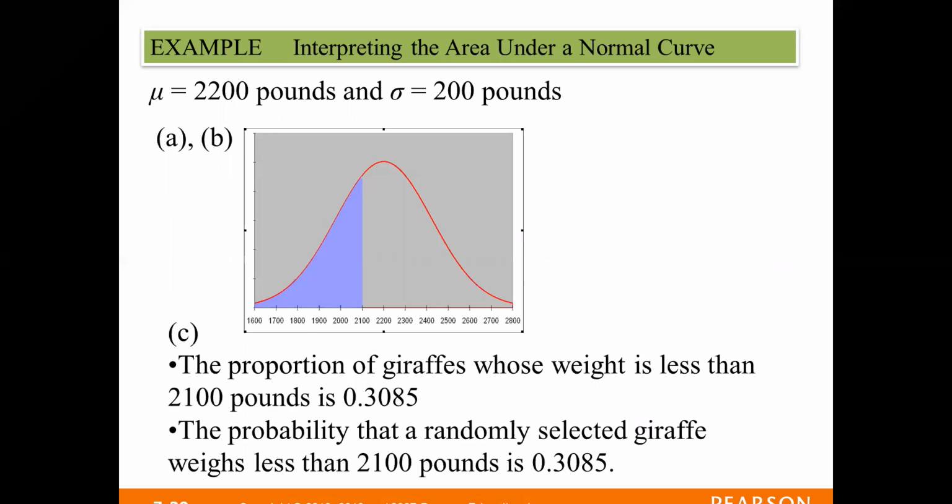there are two interpretations. 30.85% of all giraffes will weigh less than 2,100 pounds. Or equivalently, if I grab a giraffe at random and I take their weight, the probability that that giraffe weighs less than 2,100 pounds is 30.85%, or 0.3085. So I can either say it's this percent of the entire population will have this characteristic, or if I select one at random out of the population, it's the probability that the one selected will have the particular characteristic.